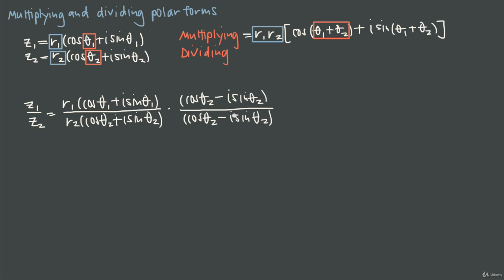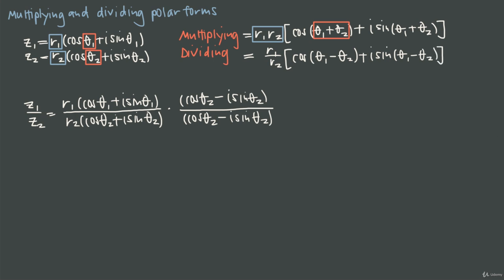I won't go through all the math, but what happens when you do that is that you'll be able to get terms to cancel in the denominator. Eventually, you'll be able to use trigonometric identities to simplify to a formula like this one. So the formula for division of complex numbers is r sub 1 divided by r sub 2, and then that's all multiplied by cosine of theta sub 1 minus theta sub 2 plus i sine of theta sub 1 minus theta sub 2.